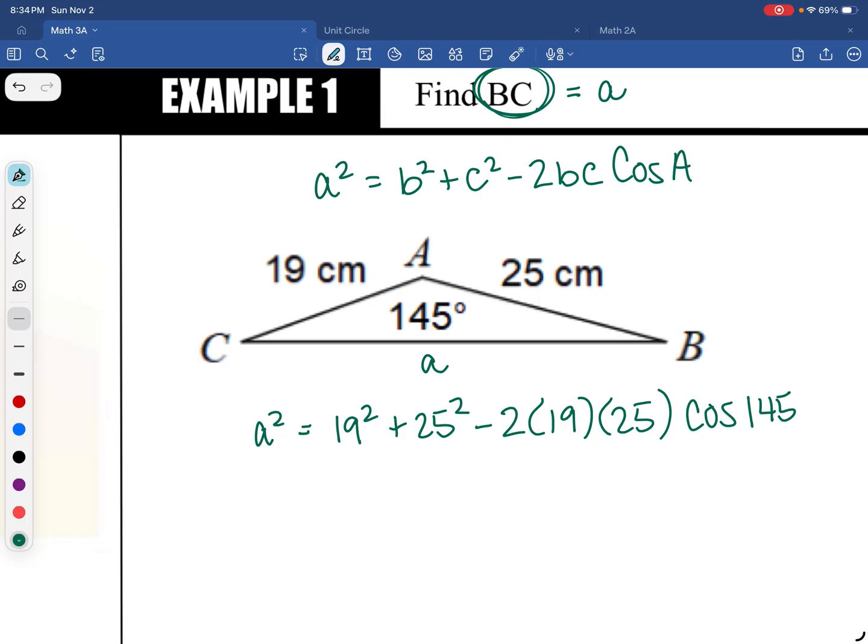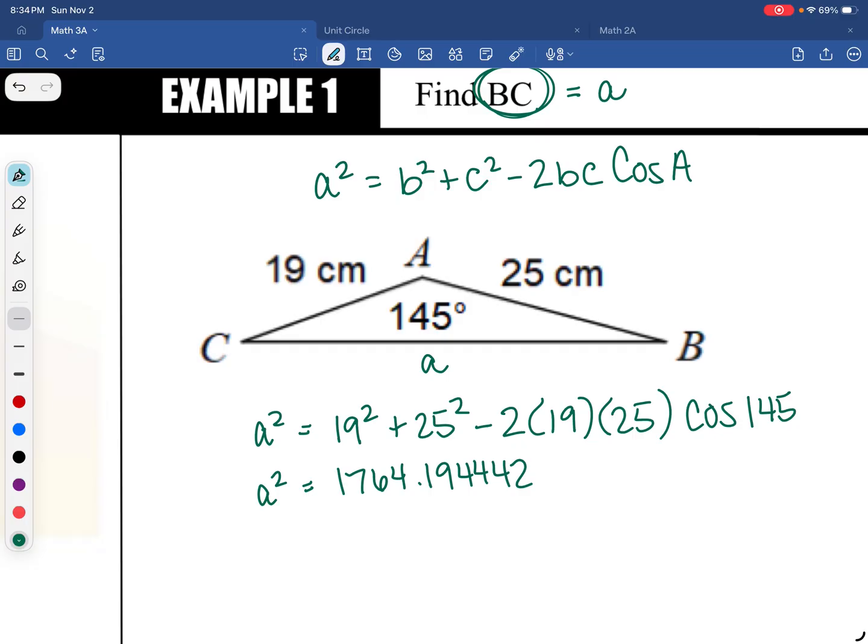I'm typing in 19 squared plus 25 squared minus 2 times 19 times 25 multiplied by cosine 145. I typed it all in at once, not going through and solving each little thing. And I get 1764 point, and I'm going to keep the decimal long for now. Especially tomorrow as we're doing solving triangles, it's really important that you keep your decimals long until the very end.